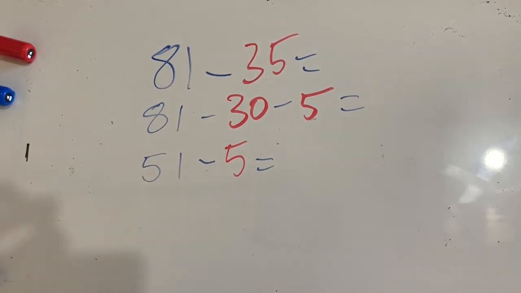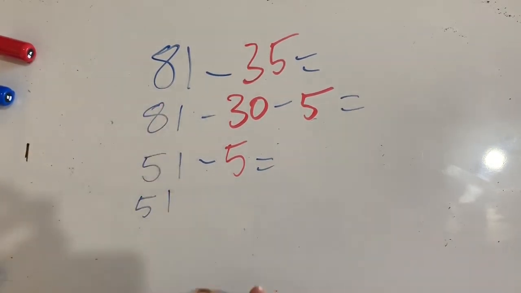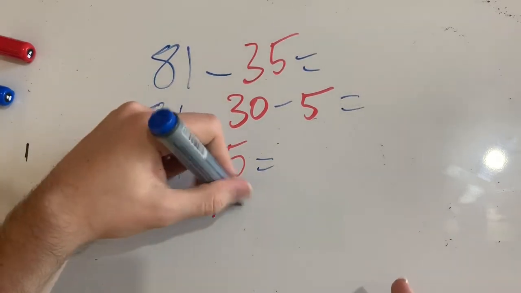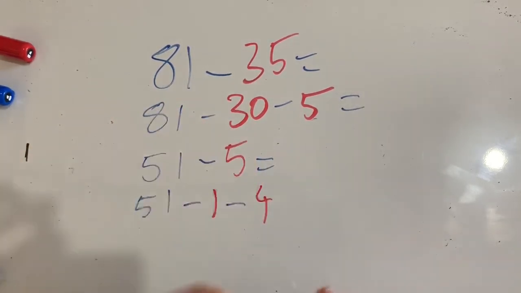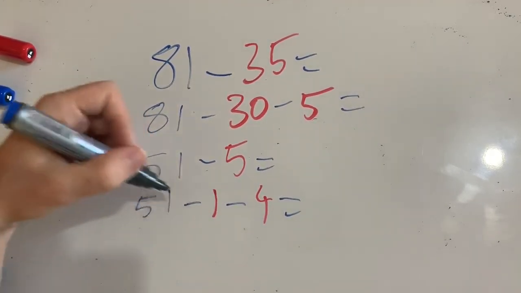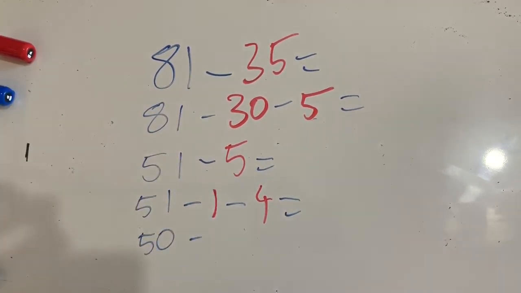So let's rewrite this once more. So now I've got 51 minus 1 minus 4. Okay. We can do this. So I've still got the 5 here. It's just in a 1 and a 4. So I'll take away the 1. So now I've got 50 minus 4.